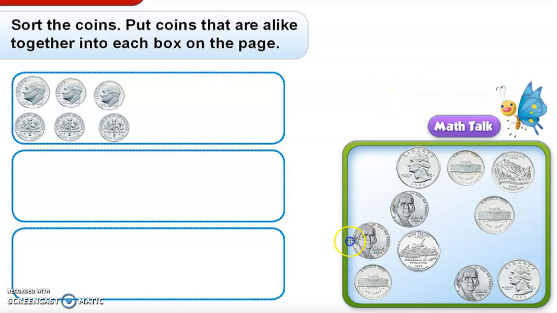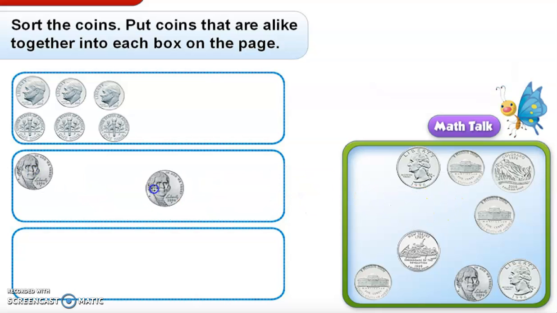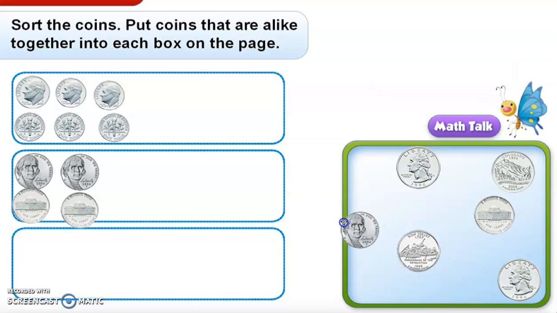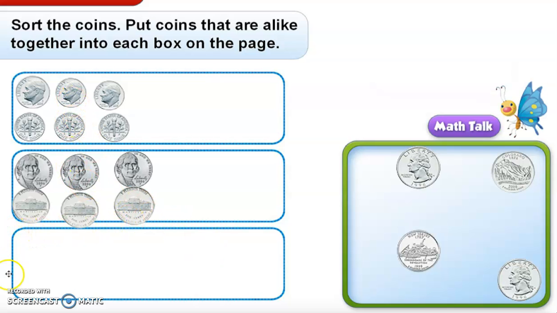And remember, nickels are worth 5 cents. So I'm going to sort the nickels just like this. So that's what a nickel looks like on one side, and then this is what a nickel looks like on the other side. Okay, and we got one more. Okay, so we have my dimes, we have my nickels. Now in this box, we're going to be sorting the coin called quarters.